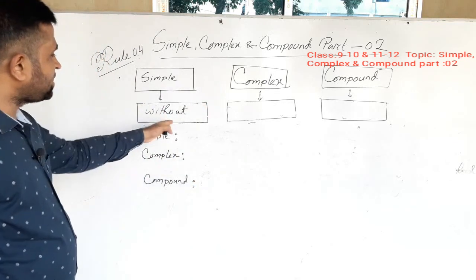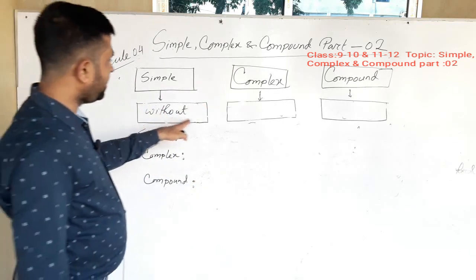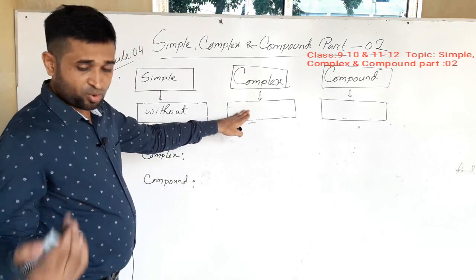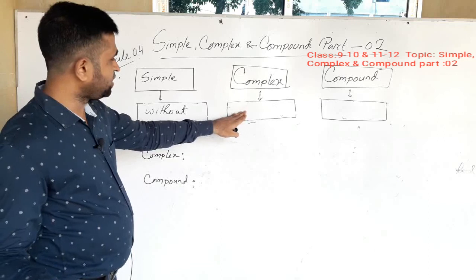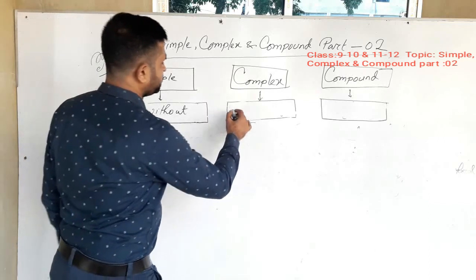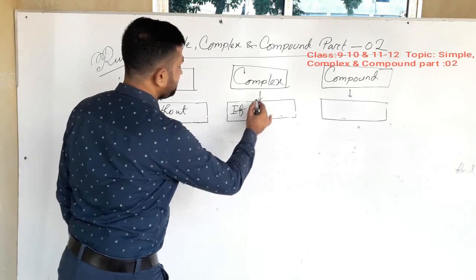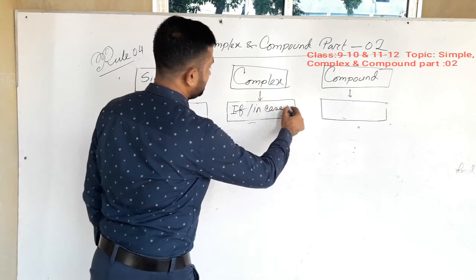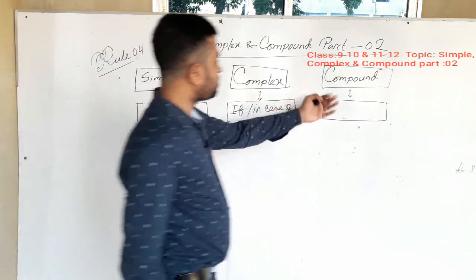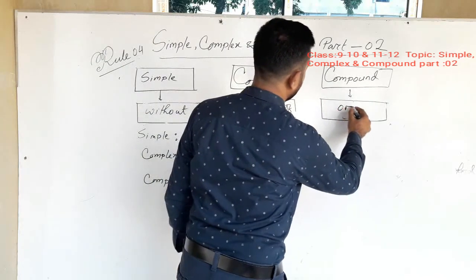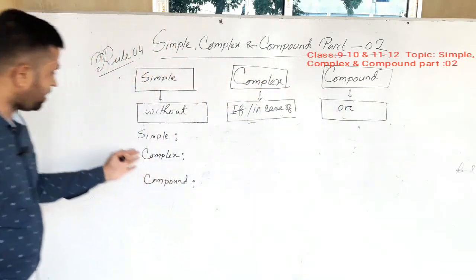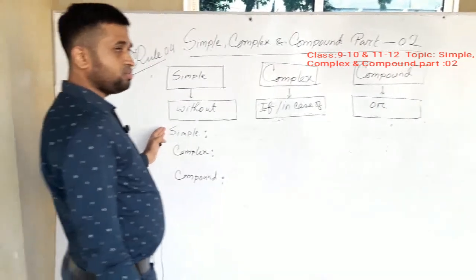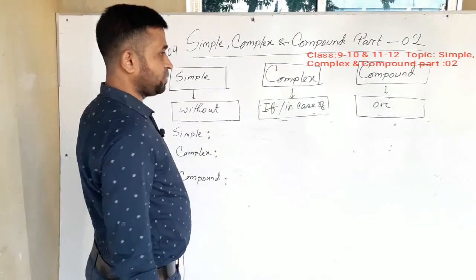"Without": this is the part of a simple sentence. And what can be used in a complex sentence? If you follow my instruction, obviously it will be very easy for you. We can use "if" or "in case of", and in compound we can use "or". Dear learners, now I am giving an example and you can easily solve the other examples. Write down.